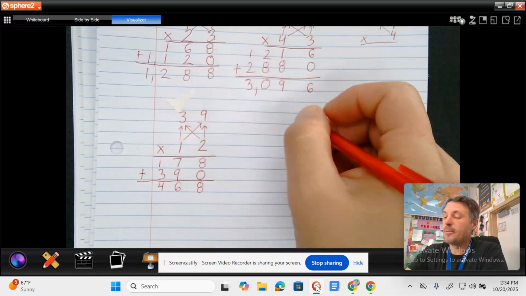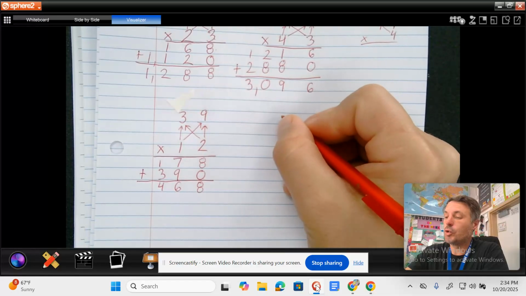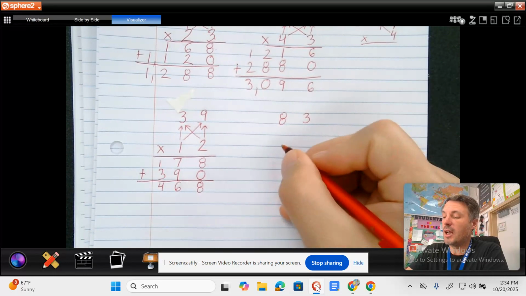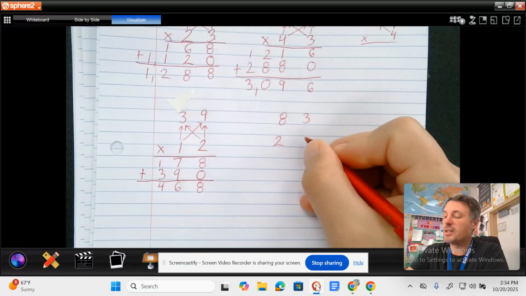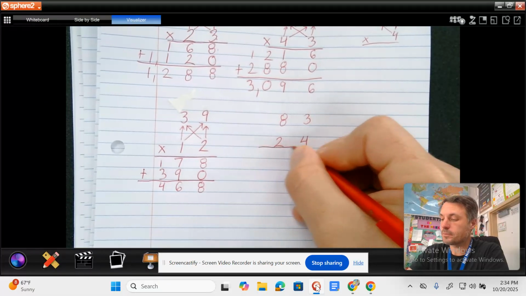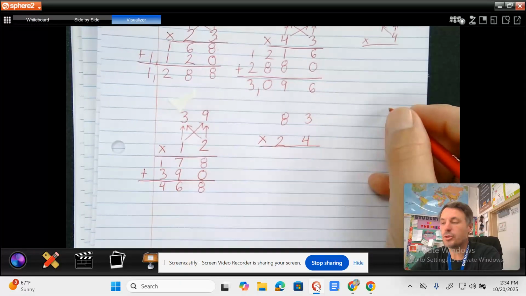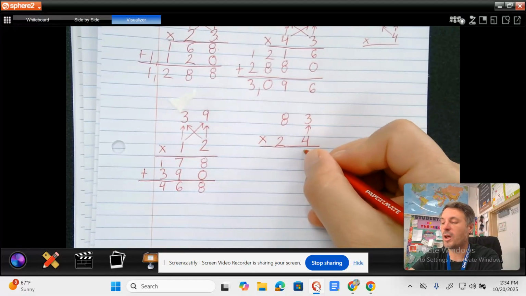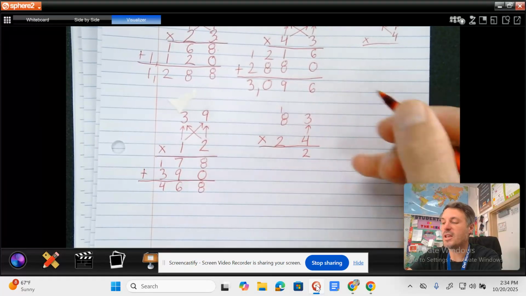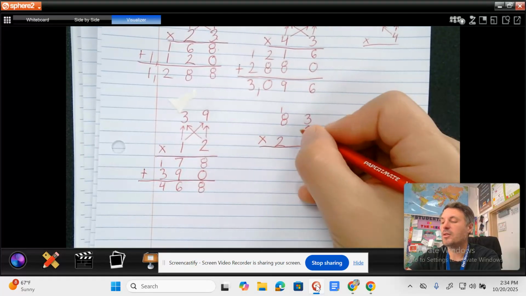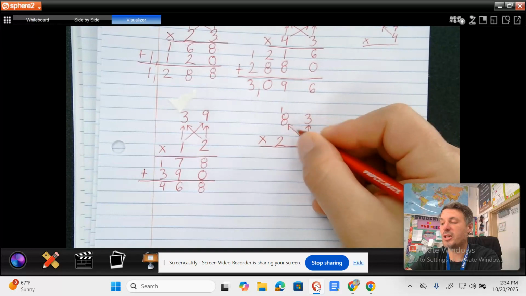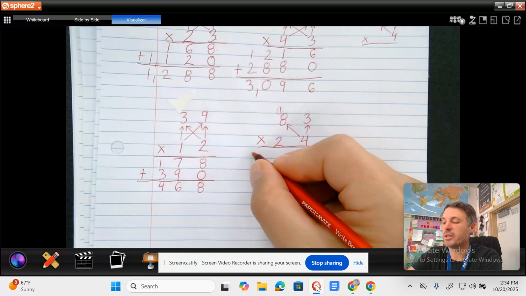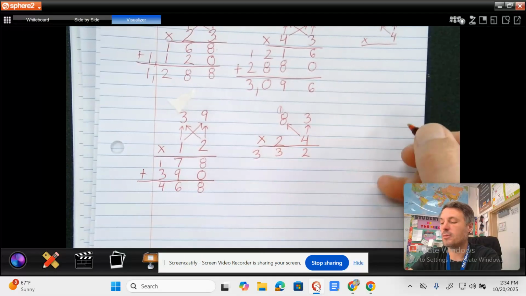Okay, let's do 83 times 24. So we start by doing 4 times 3. 4 times 3 is 12. We put the 2 here. We carry the 1 above the 8. Then we do 4 times 8. 4 times 8 is 32, and we have to add this 1 that we carried, so it's 33.